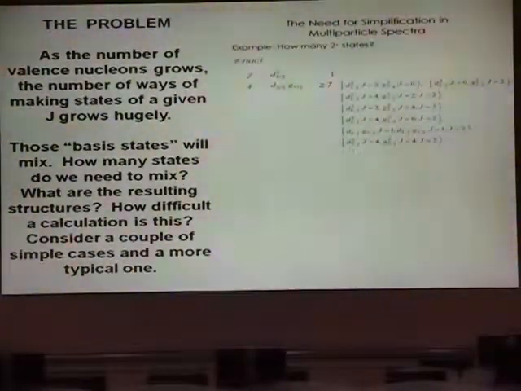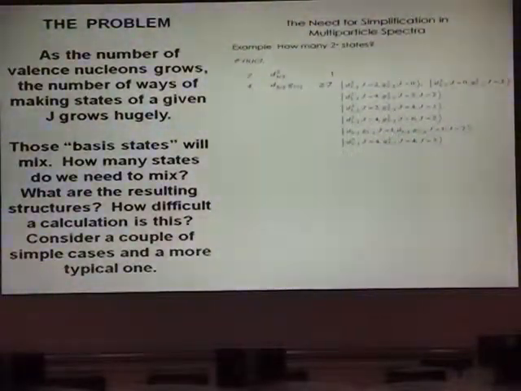We could do the opposite. We could put 2 particles in d5 halves, couple them to angular momentum 0. Put 2 particles in g7 halves, couple them to angular momentum 2. Add 0 and 2 and you get 2. That's another way. We could put 2 particles in d5 halves and couple them to angular momentum 4. 0, 2, 4. And then we put 2 particles in g7 halves, couple them to angular momentum 2. And then have 4 minus 2 and you get 2. We could put 2 particles in d5 halves, couple to 2, and 2 in g7 halves, couple to 4, and again net 2. We could have 4 and 6 and net 2.